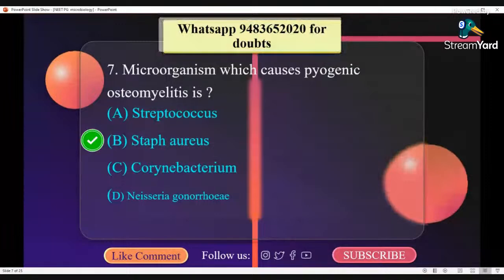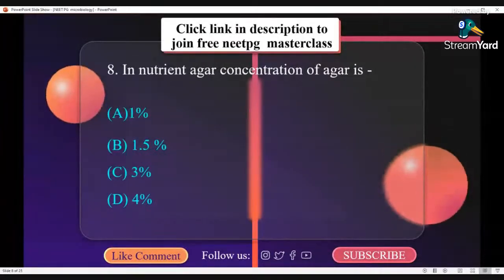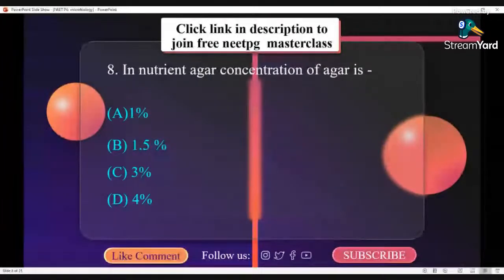In nutrient agar, the concentration of agar is: A. 1%, B. 1.5%, C. 3%, D. 4%. So the correct option here is B, 1.5%.